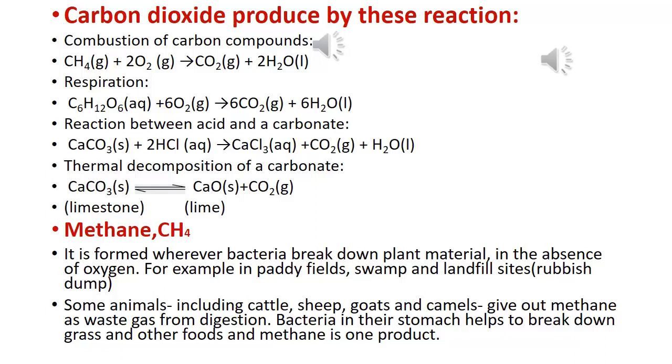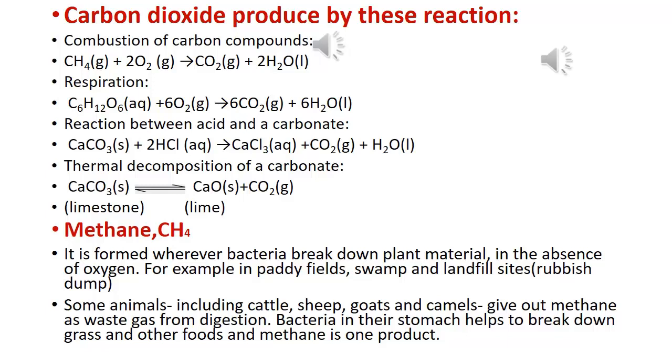And second, how carbon dioxide is produced from respiration. When we breathe in oxygen and breathe out carbon dioxide, this process is called respiration. So what happens inside our body? We breathe in oxygen, and the glucose present inside our body. What is the chemical formula for glucose?